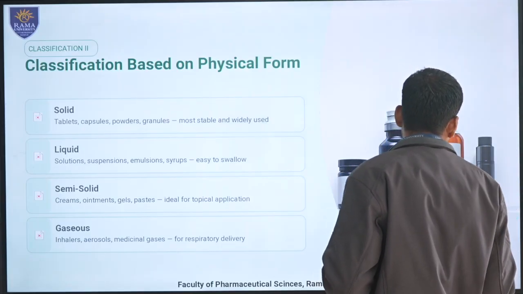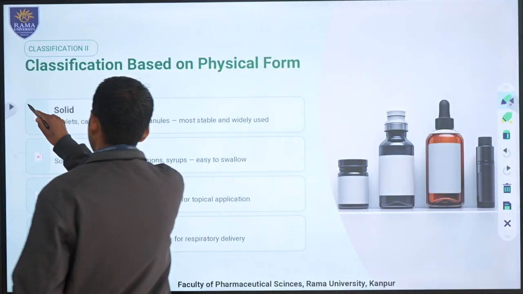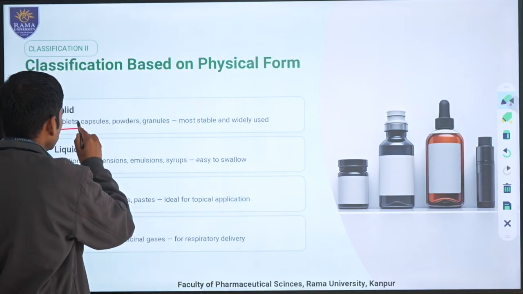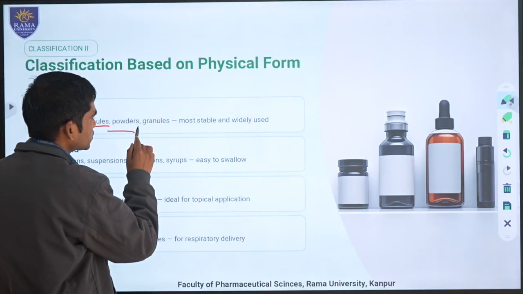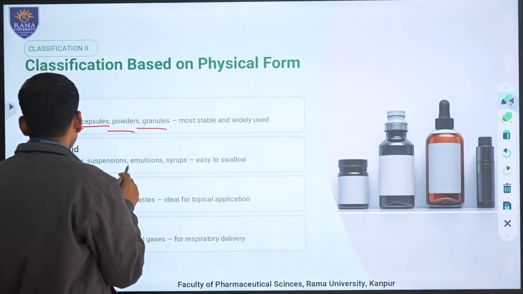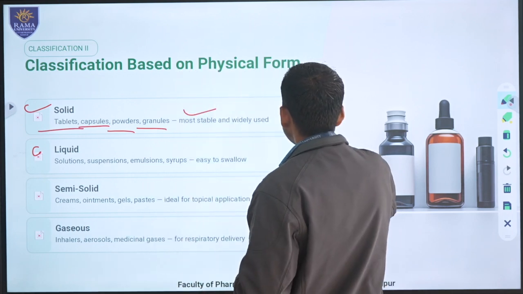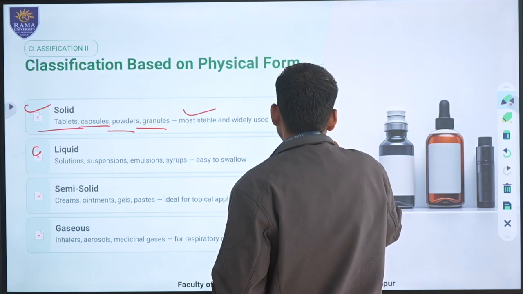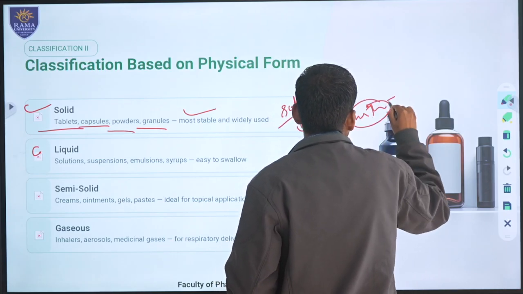Okay, some drugs are formed in solid form, like tablets. Tablet is a solid dosage form. Capsules are also a solid dosage form. Powders, granules. Then these are the most stable, because solid dosage forms cannot easily react with each other.